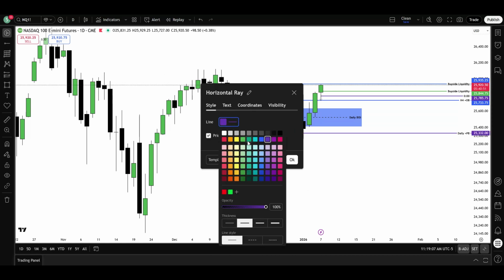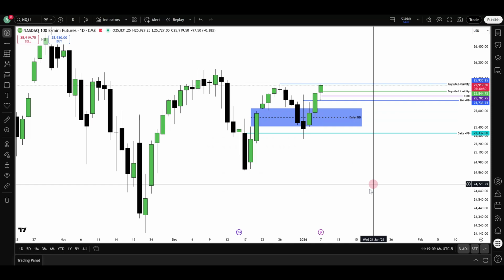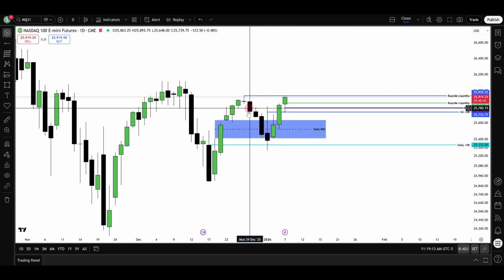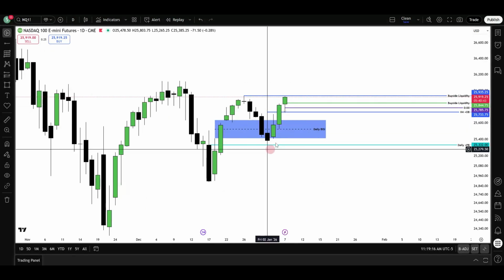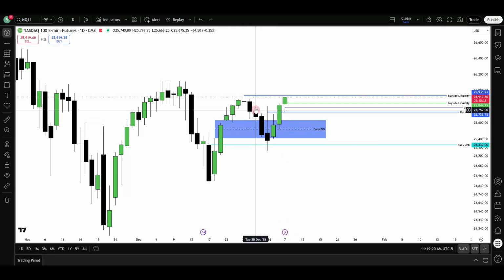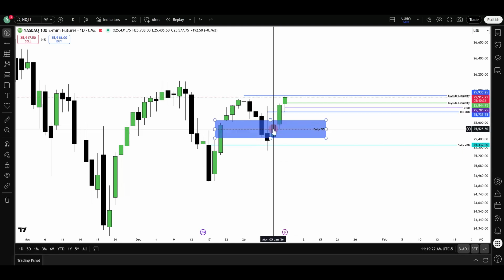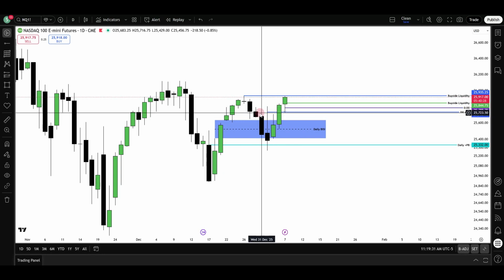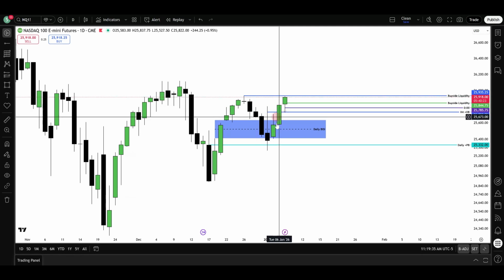Let's change this color to light blue. And then right here is what I was doing. I had been reading how we responded to that buy side imbalance, sell side inefficiency. And we created this swing low right here Monday. And so I got in a trade yesterday as well. Got into a buy and it panned out nicely.